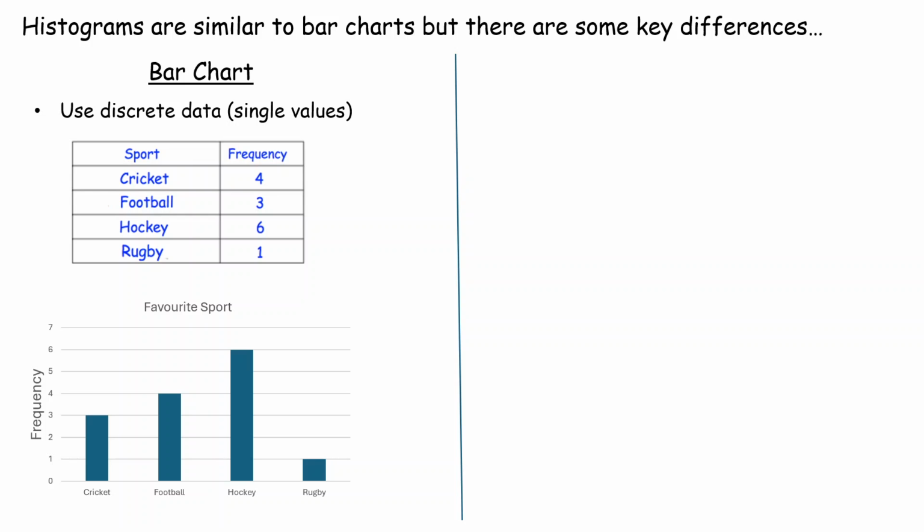Okay, and with a bar chart, there are some pretty distinct features, which we'll see on the next slide, but just briefly, with the bar chart, all of the sports here have the same width, which is really important. And also there is a gap between each of the sports.